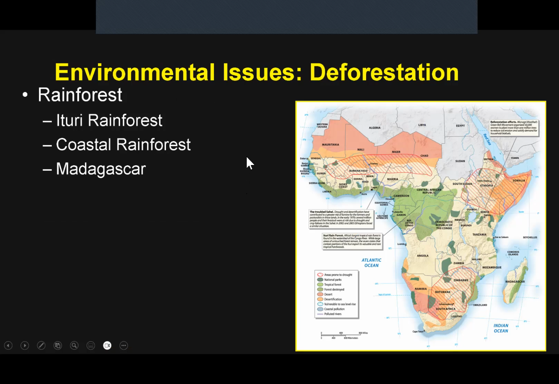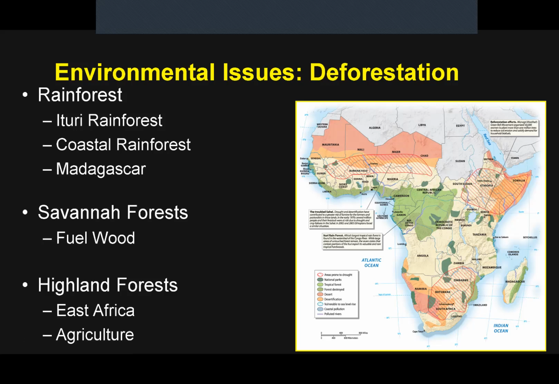Now, another problem, of course, is deforestation. So on here, we can see some of the tropical rainforest, and the Ituri rainforest is right here in the Congo Basin. It's called the Ituri, and it's being encroached upon on the edges. The coastal rainforest has mostly been destroyed for settlement and agriculture, and Madagascar has done the same thing. Much of their forests have disappeared. The savanna forests suffer from problems like fuel wood and making charcoal. And in the highland forest, they're also suffering from agriculture, especially for growing crops in these highlands.